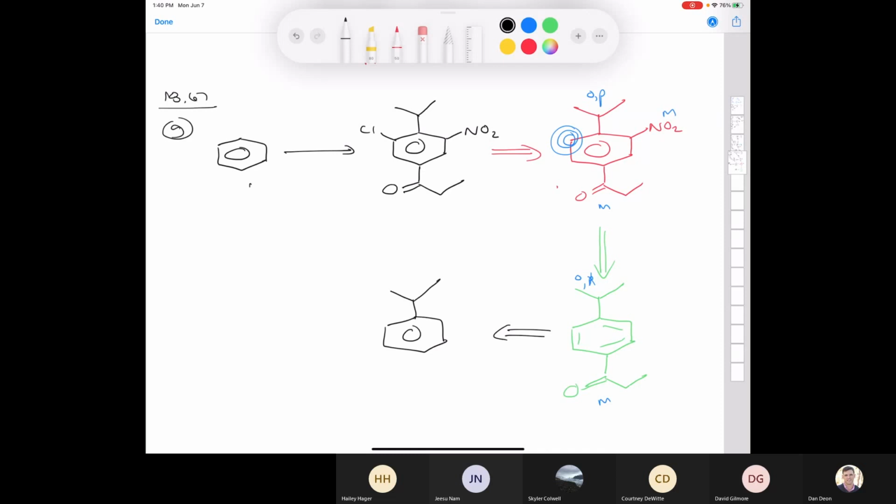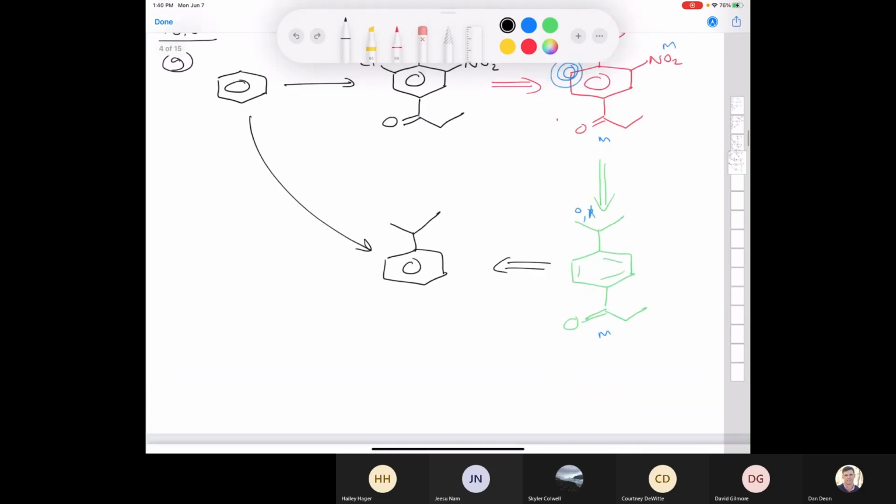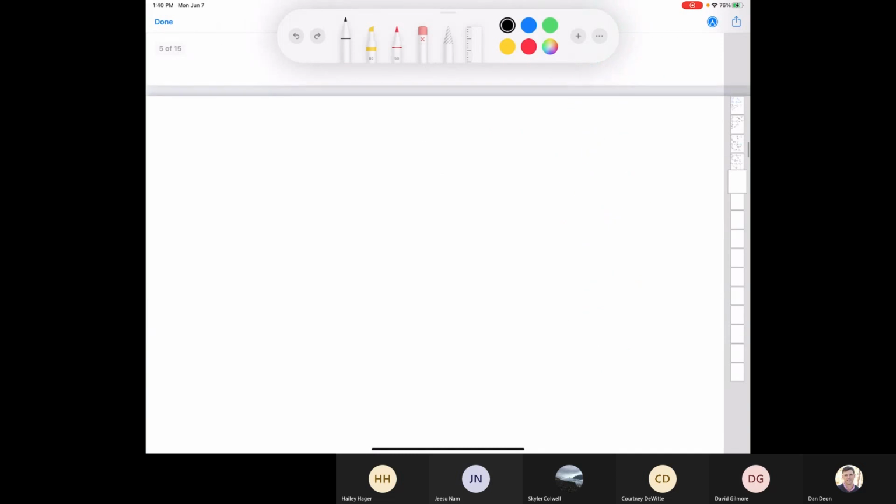So how do we get from here, then to here, then to here, then to here? Well, let's start over. So this is still 18.67. And still, this is question G. Okay, so we're going to make the isopropyl benzene first. How do we do that? We take benzene, we treat it with isopropyl chloride, aluminum chloride, our Lewis acid. We do the Friedel-Crafts alkylation because we're adding an alkyl group. Now we've got the isopropyl group in place.